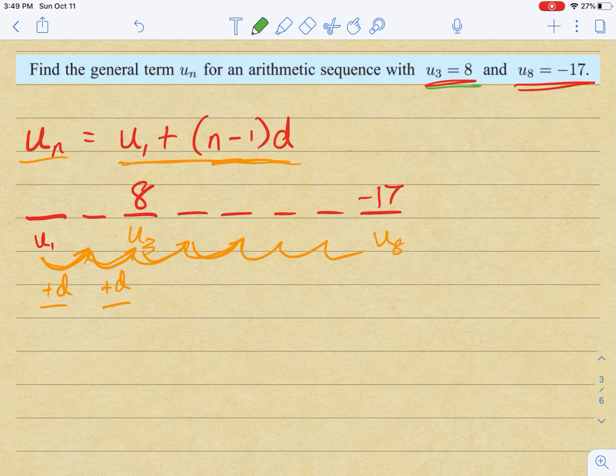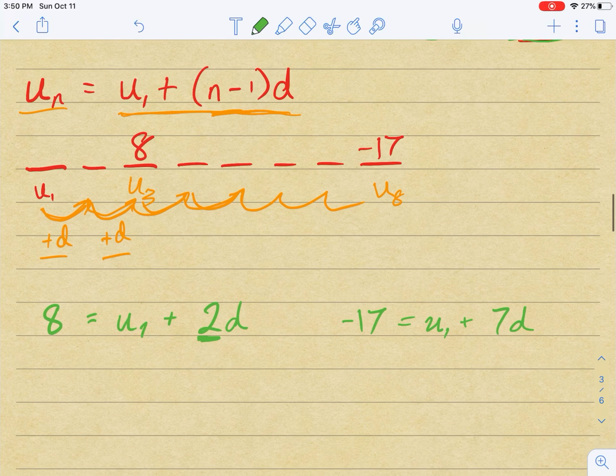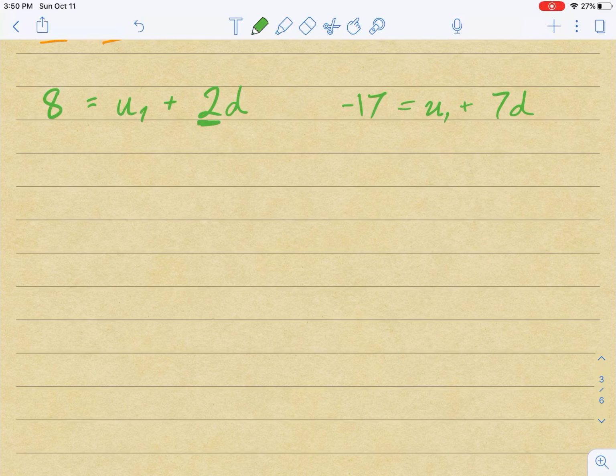Let's consider this U3 first. So for U3, we know that it equals 8. We don't know the first term yet, but we do know that I add two lots of D, because I'm substituting these values in here. For that third term, U3, we know that it equals 8, and so n minus 1 is going to be 2. We've also got the information for U8. So we know that that 8th term equals negative 17. We don't know the first term, but we do know that we're adding 1 less than 8, which is 7, times the common difference.